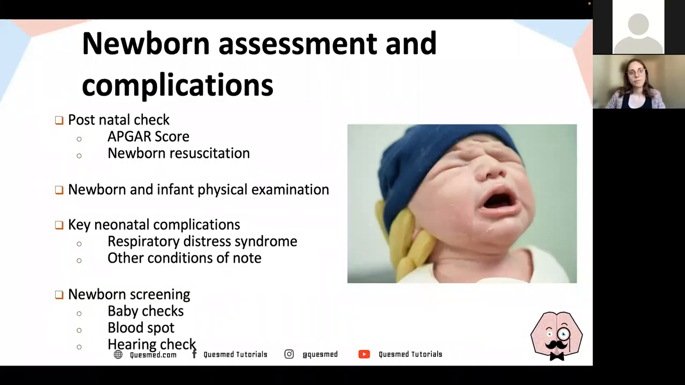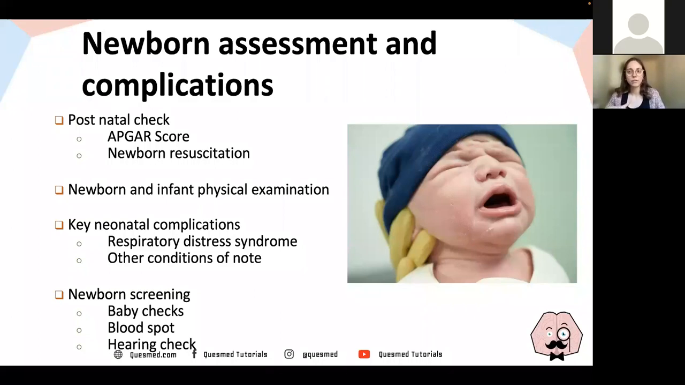So the main things we'll be covering are areas regarding the postnatal checks. We'll talk a little bit about the APGAR score and newborn resuscitation and the latest guidelines. Then we'll move on to the newborn and infant physical examination, the NIPE, and then cover some key neonatal complications and newborn screening.